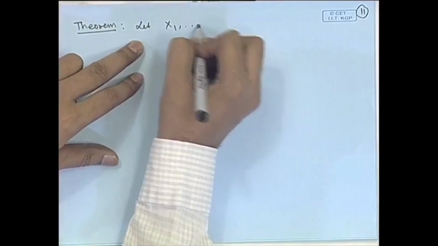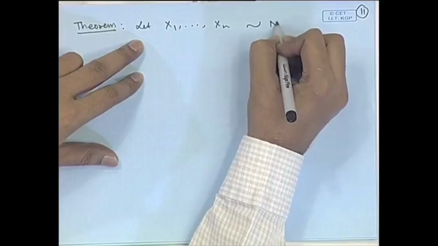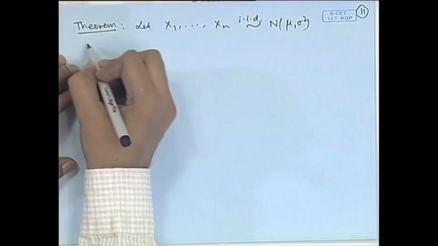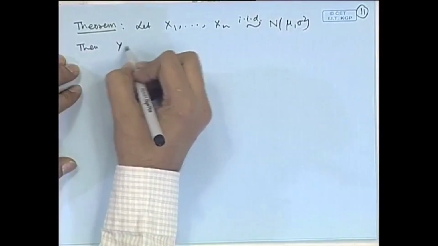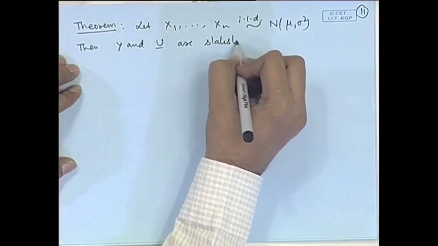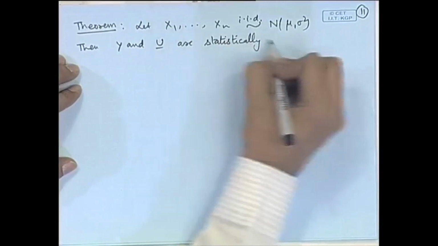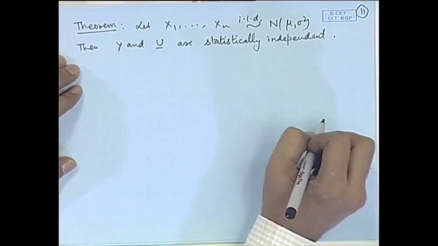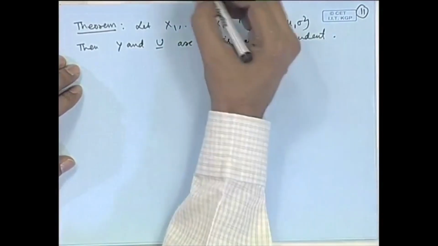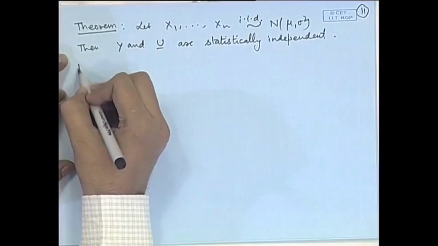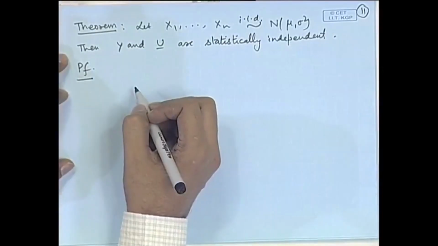Let x 1, x 2, x n be a random sample from normal mu sigma square distribution. Then y and u are statistically independent. That means, x bar is independent of x 1 minus x bar, x 2 minus x bar, x n minus x bar. Now, to prove this result, we will use a moment generating function approach.